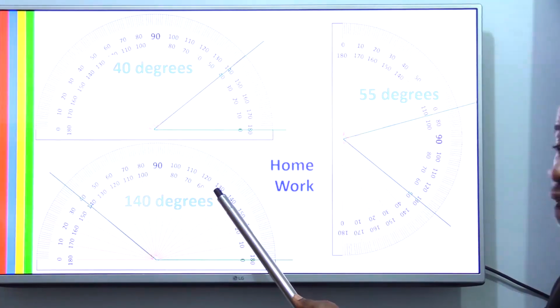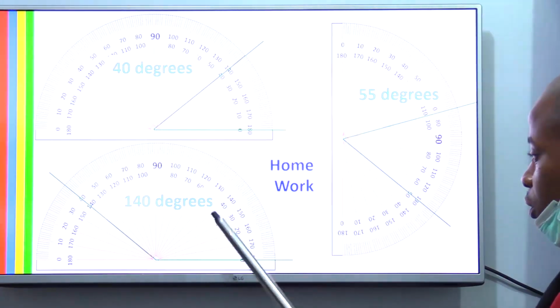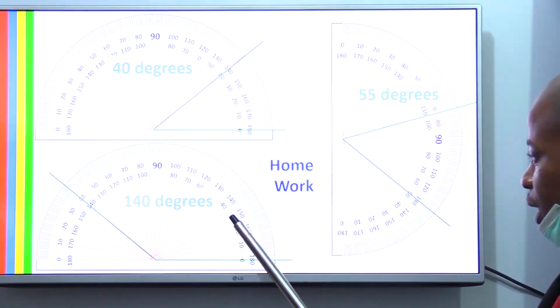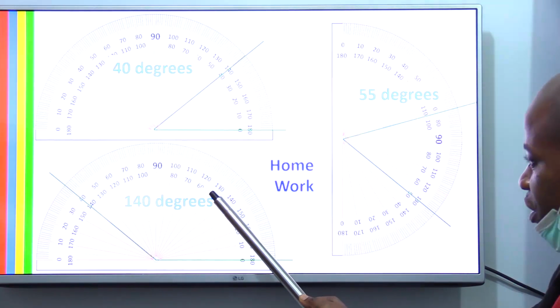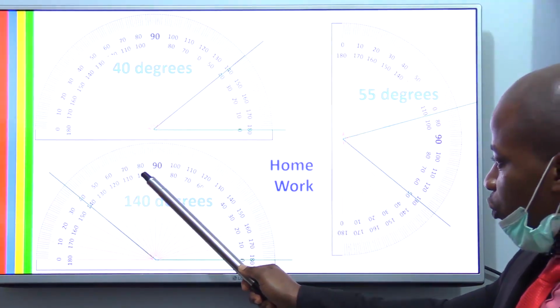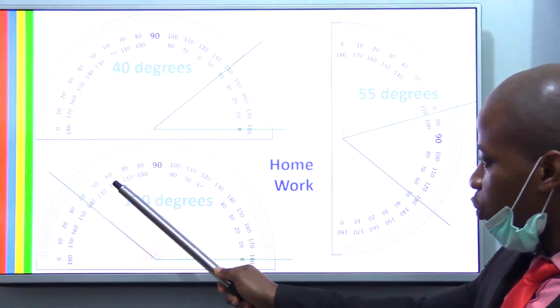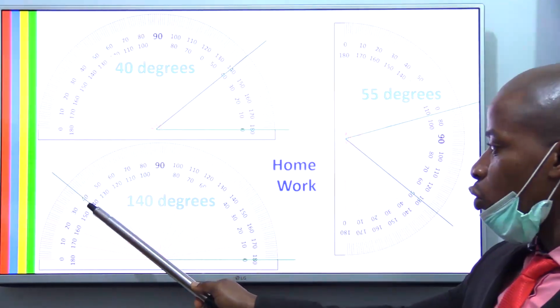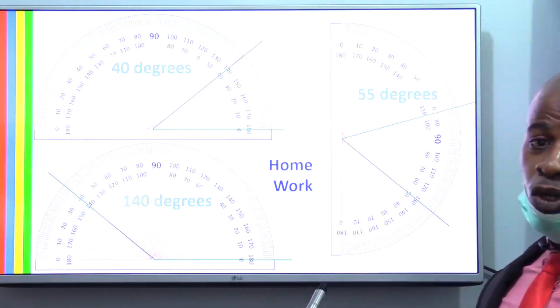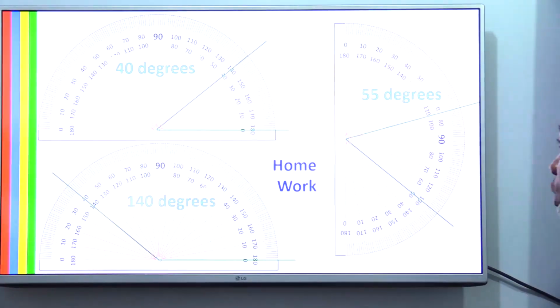This has been obscured by the answer, so we'll take it again. From here to here is 10 degrees, 20, 30, 40, 50 here, 60, 70, 80, 90, 100, 110, 120, 130, and of course 140. So which means that from here to here, the angle is 140 degrees.